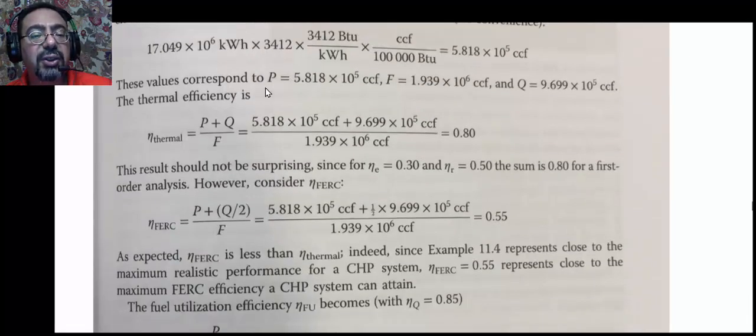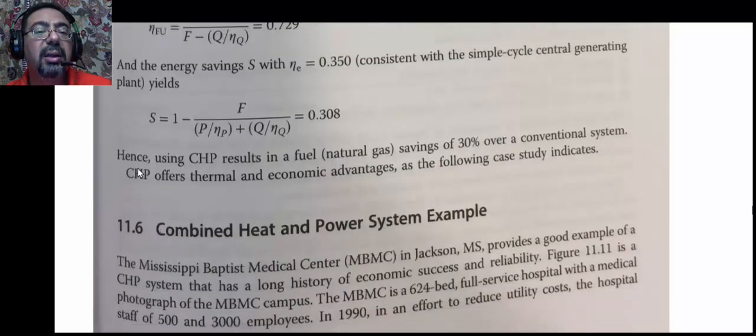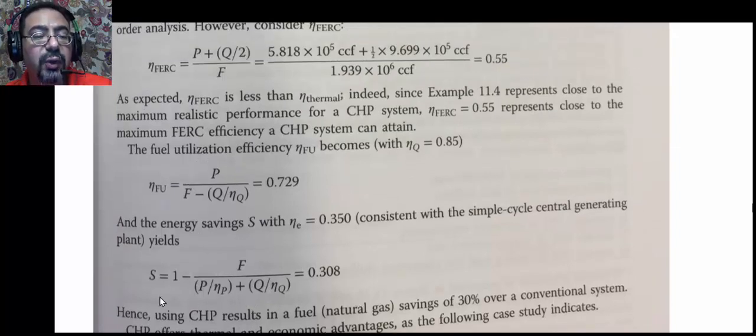Then he can calculate the thermal efficiency based on the definition. He calculates the FERC efficiency, P plus Q over 2, and he can calculate the fuel utilization, and he can calculate the saving fraction. Those are all just definitions of how you can evaluate the system, but they have meaning too, right? So for example, that saving fraction, saying 0.3, that means that you are saving 30% of the fuel by doing that combined heat and power production. 30% of the fuel is not being burned right now.